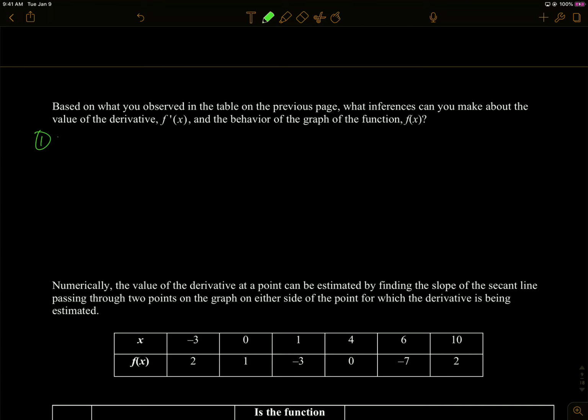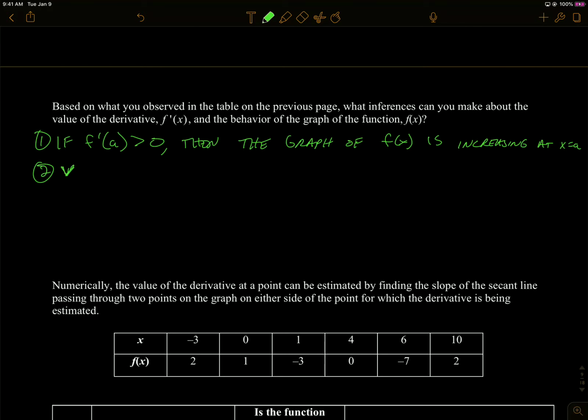Number 1, if the derivative at a specific x value is positive, then the graph of f of x is increasing at x equals a. Vice versa, right? I'm not going to write it out for you. I'll just say 2. Vice versa. Trying to save some time here. 3.